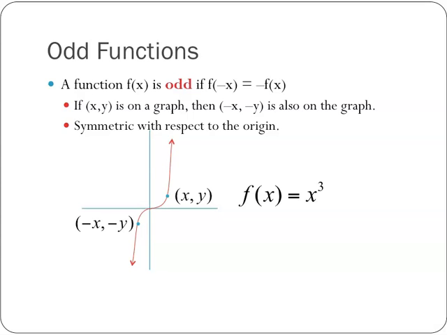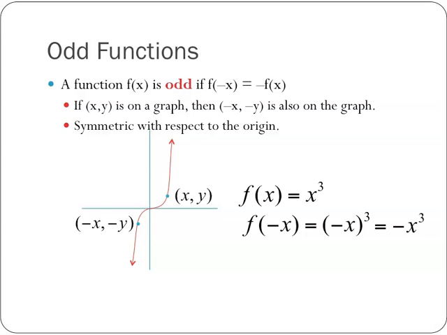Algebraically, we'll do the same thing as for an even function. You plug in the opposite of x, and after you've plugged it in and simplified it, if your result is the exact opposite of plugging in x, so in this case, negative x cubed, then you know it is an odd function. Okay, so for an even function, you plug in negative x, you get the same thing. For an odd function, you plug in negative x, you get the exact opposite.